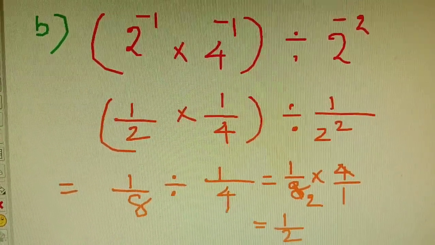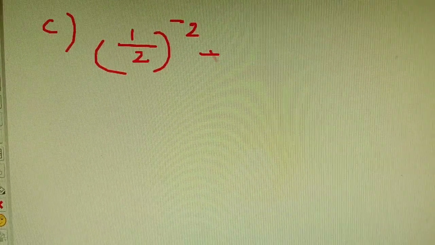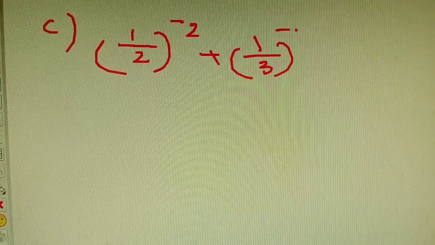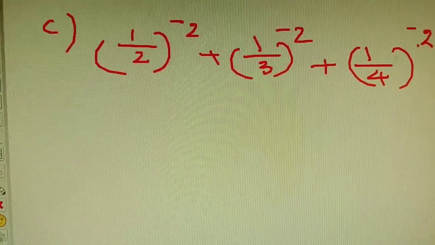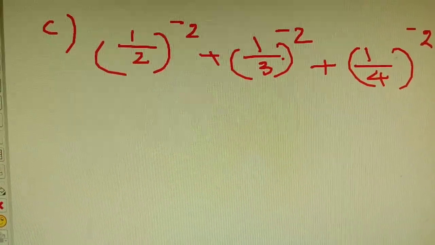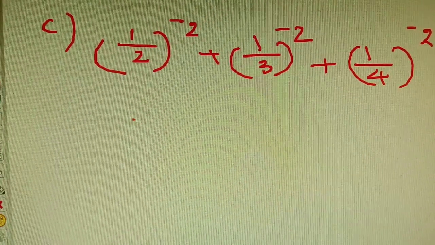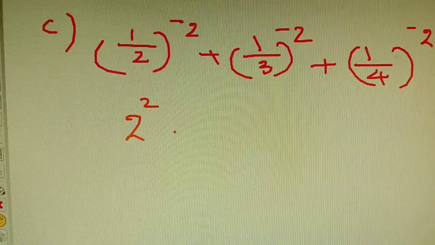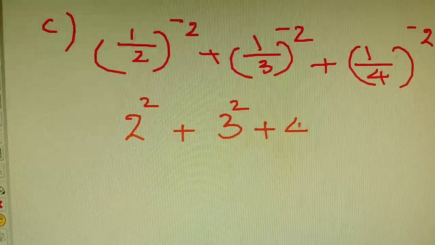Okay, understood? Then the third option of this question: 1/2 to the power of -2 plus 1/3 to the power of -2, and the next one 1/4 to the power of -2. Here all exponents are negative. So what do we do? We must make everything positive. For that, take the reciprocal of everything. The reciprocal of 1/2 is 2, so 2 square. The reciprocal of 1/3 is 3 square, and 1/4 becomes 4 square.